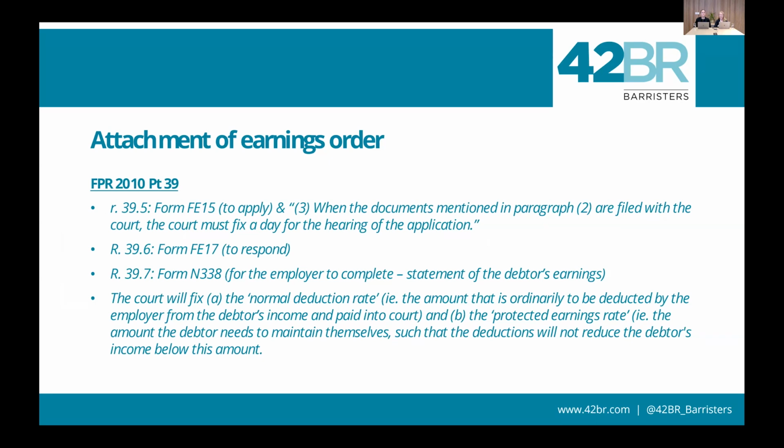When you get to your hearing, the court will do two things. The first thing the court will do, if it makes an attachment of earnings order, is set something called the normal deduction rate. That is the amount that would usually be deducted from the debtor's salary. The court will also set something called the protected earnings rate, and that is an amount which their income is not to drop below. In practice, the protected earnings rate is always going to be set higher than, for example, what they'd receive if they were on benefits, so that they're not disincentivized from working.